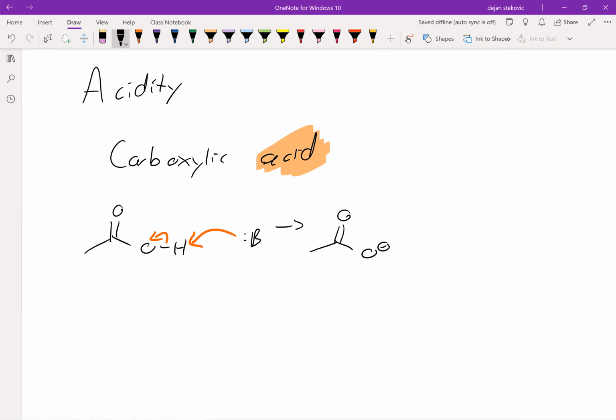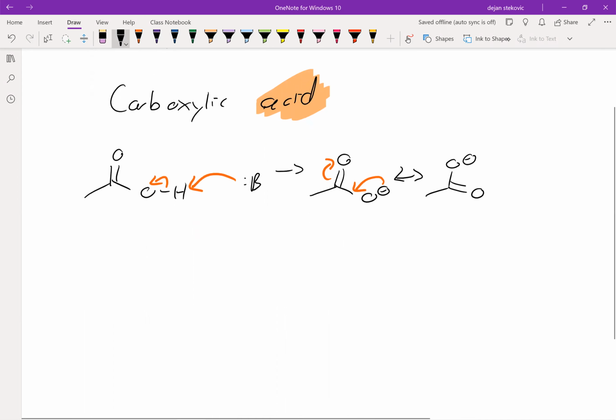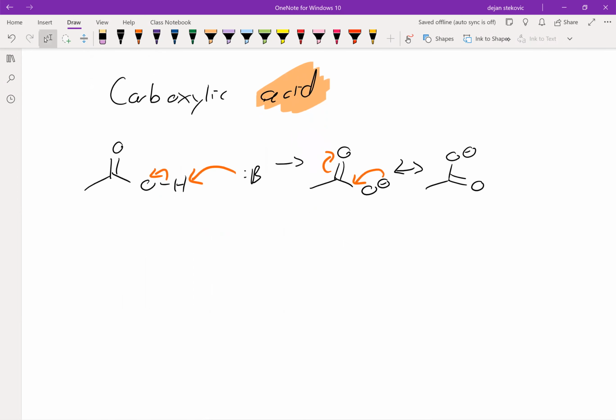And the reason that it's so acidic and able to deprotonate so easily is because this conjugate base is stabilized through resonance, right? This negative charge is across two oxygens, which is a very electronegative element. And so the conjugate base is very stable, which makes the compound very acidic.